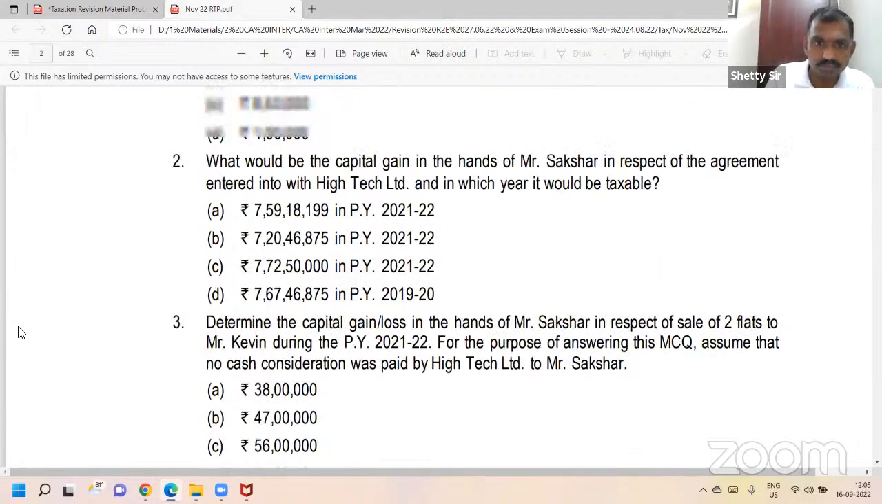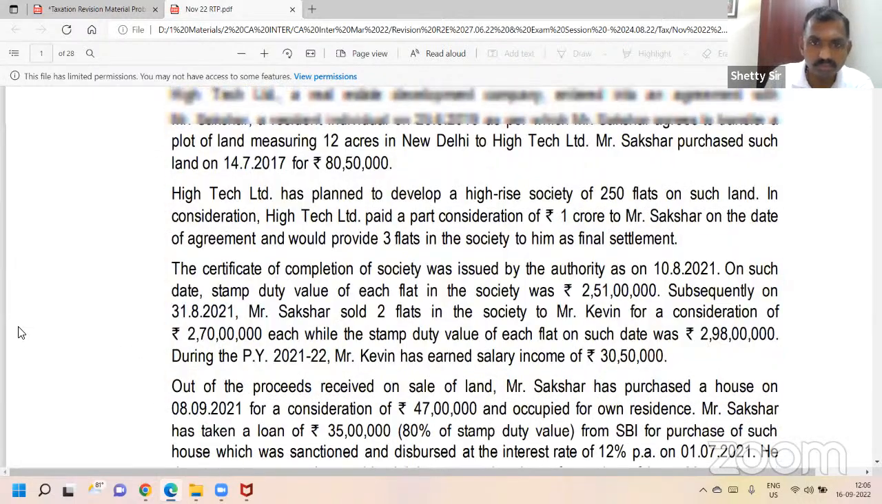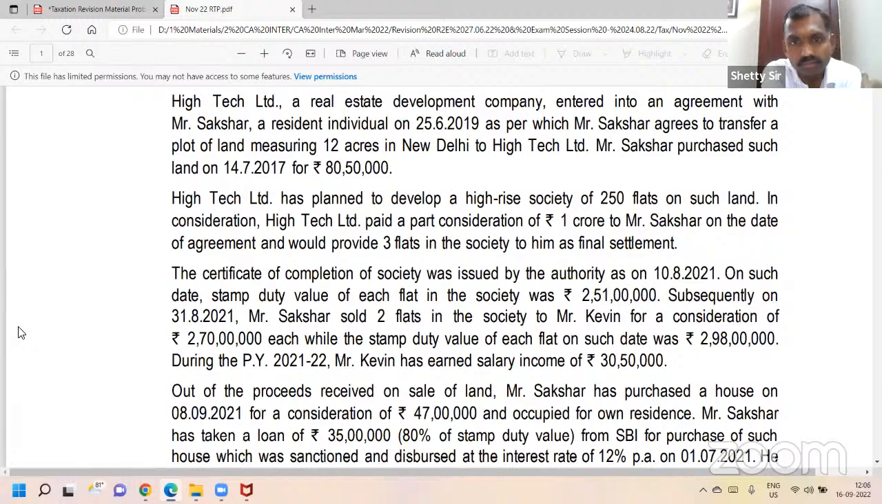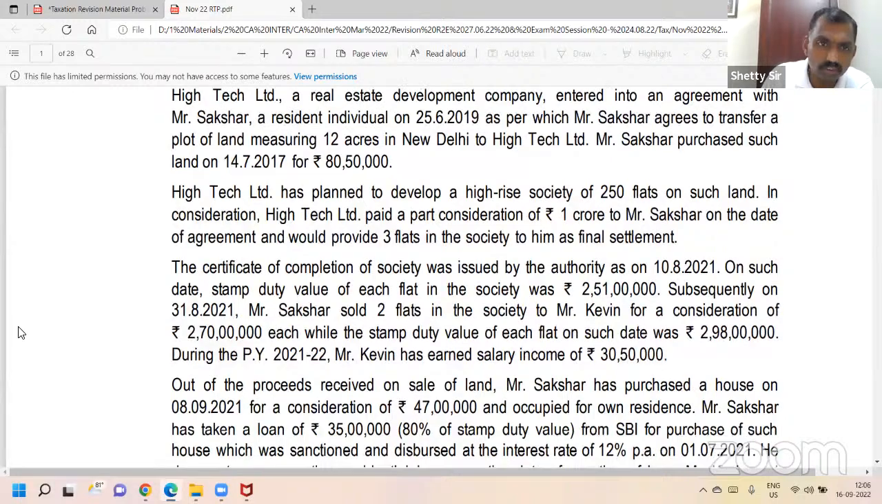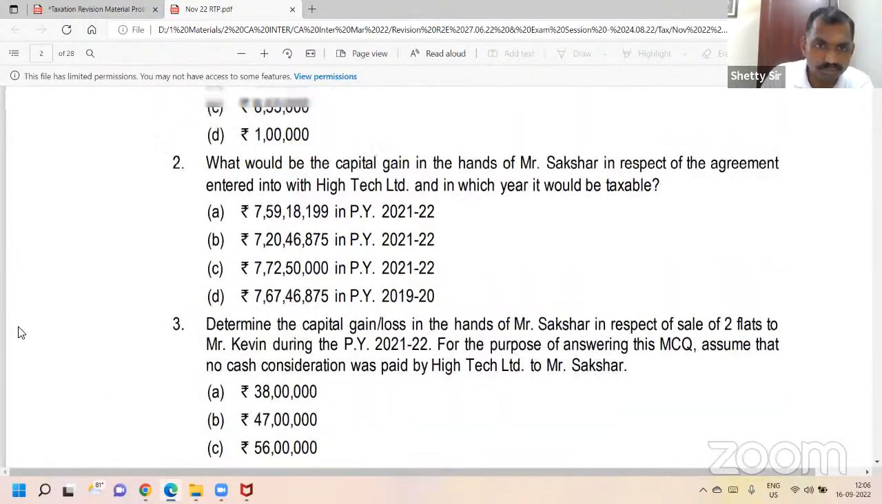Next. The certificate of completion of society was issued by the authority as on 10th August 2021. On such date, stamp duty value of each flat in the society was rupees 251 lakhs. Question number 2: What would be the capital gain in the hands of Mr. Sakshar in respect of the agreement entered into with High-Tech Limited, and in which year it would be taxable?